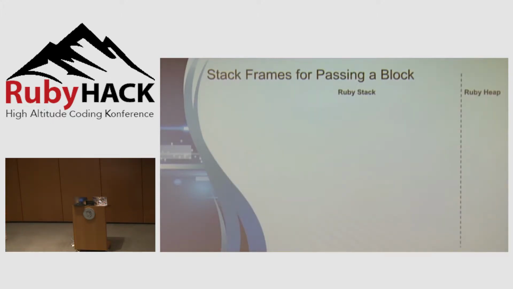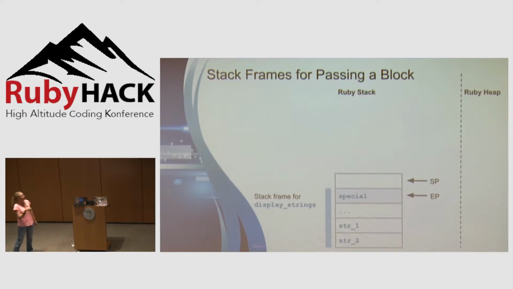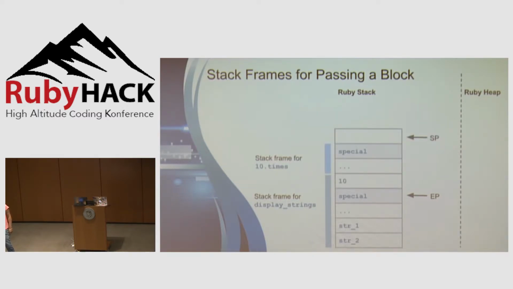So here is the stack as we had it before while display strings was busy executing. So again, we pop the local variables onto the stack. Here's the special slot. Stack pointer has been set, and Ruby's environment pointer has also been set. So this is everything we had before. Now this method is busy executing, and Ruby gets to the point where the times method needs to run. This is another method call. So what happens is a new stack frame gets created for that method call over here. Again, there's all the space for the local variables, etc. It, of course, also has a special slot.